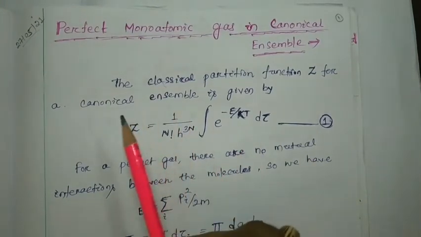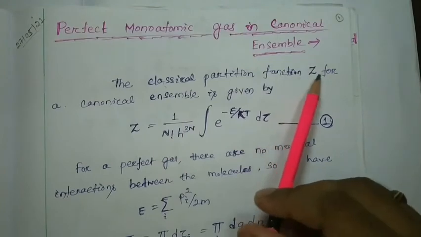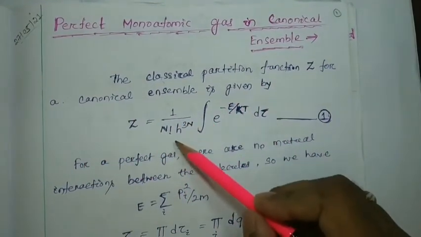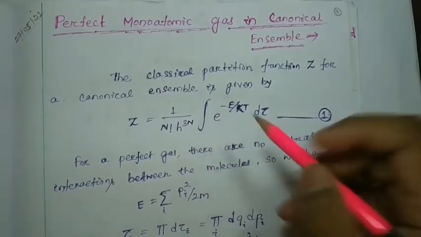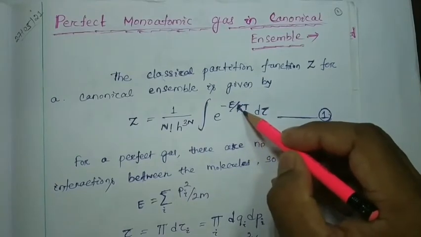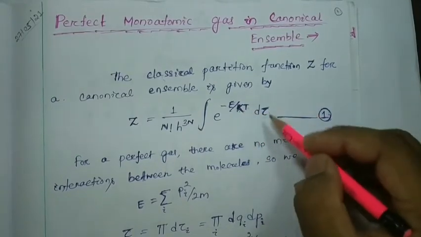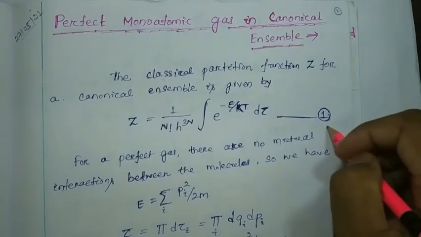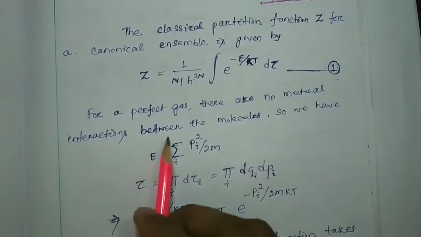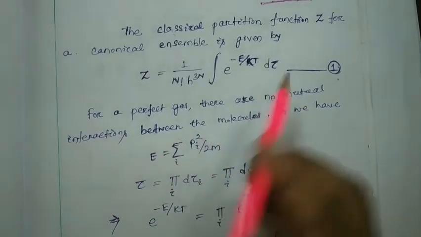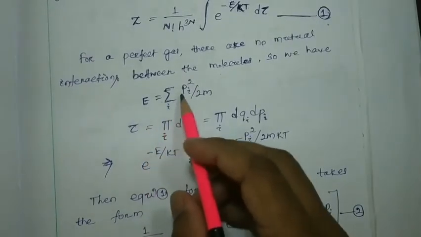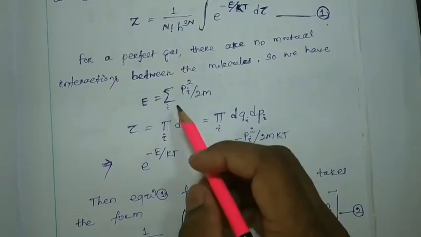So we found the classical partition function Z for a canonical ensemble is given by 1 by n factorial h to the power 3n, whole integration e to the power minus E by kT, where k is the Boltzmann constant and T the absolute temperature, d tau. Let it be your equation number 1. For a perfect gas, there is no mutual interaction between the molecules. So the energy is going to be added individually, each of the energies is going to be added individually.